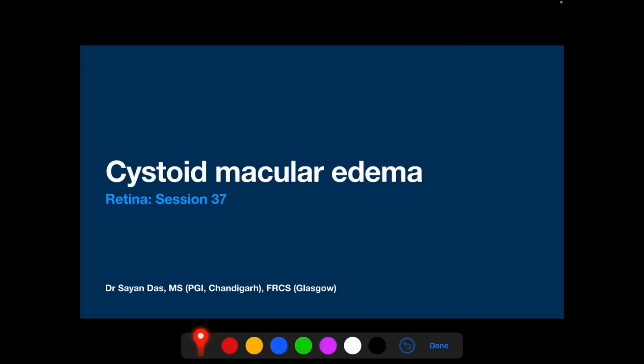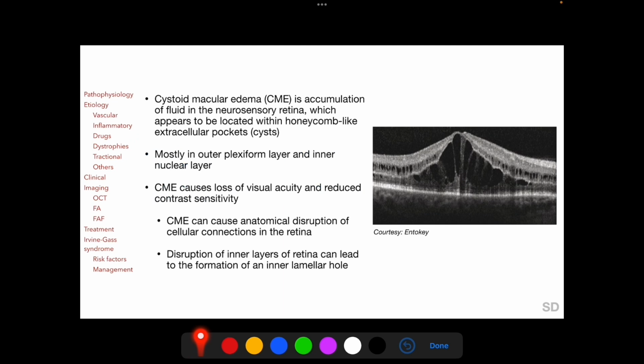Welcome. In this session, we'll be discussing cystoid macular edema. Cystoid macular edema is a morphological diagnosis which can result from a large number of etiologies. Cystoid macular edema is accumulation of fluid within the neurosensory retina, located within honeycomb-like extracellular pockets called cysts, mostly in the outer plexiform layer and the inner nuclear layer of the retina.